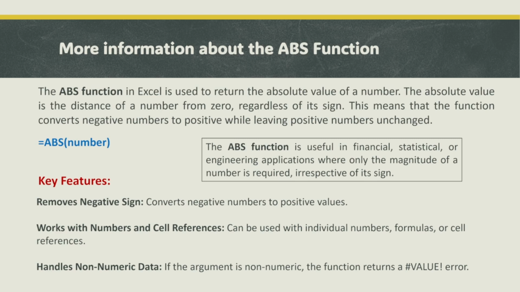The key features here are that it removes the negative sign and converts that value to positive. It works with numbers and also cell references. That means it can be used with numbers, formulas, cells, or references. And it doesn't handle non-numeric values. When you apply it to a non-numeric value, it returns a value error response. So now let's go into the Excel worksheet and see how this ABS function works.